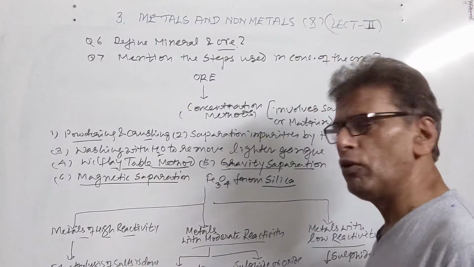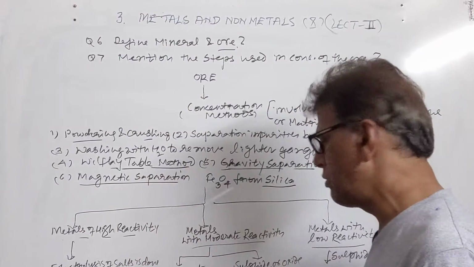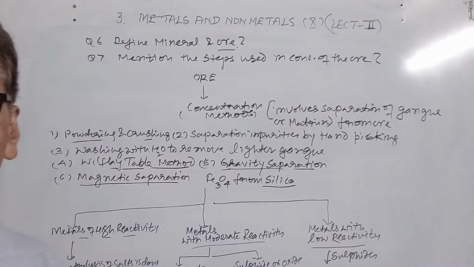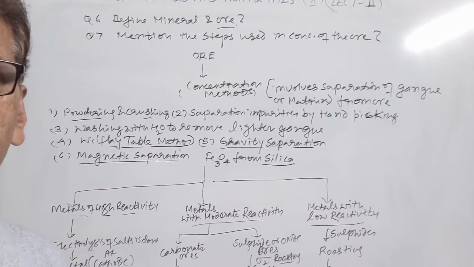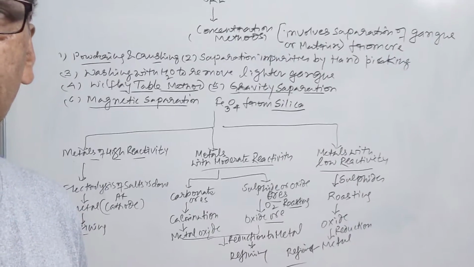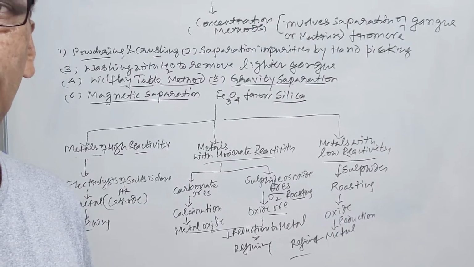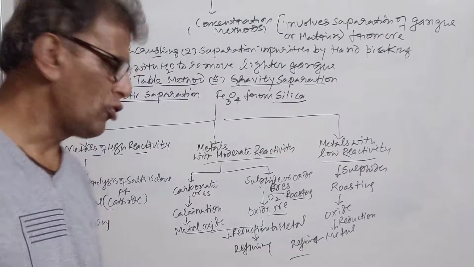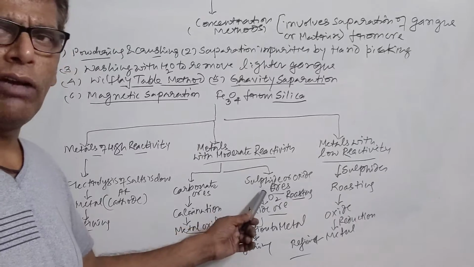There are two types of ores of these metals: carbonate and sulfide ores. Carbonate ores are calcined, that is, heated in the absence of air, and they get converted into oxide ores. Once they are changed into oxide ores, the oxides are reduced to metal. Then we have sulfide ores.